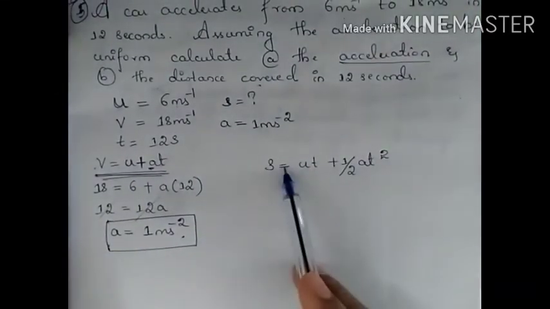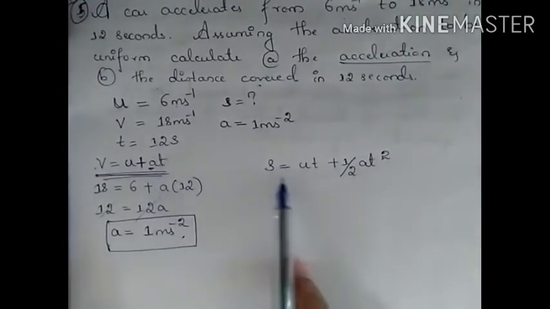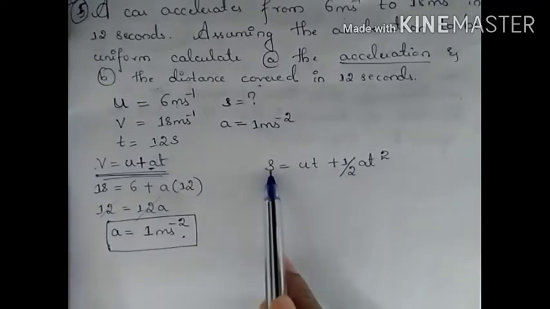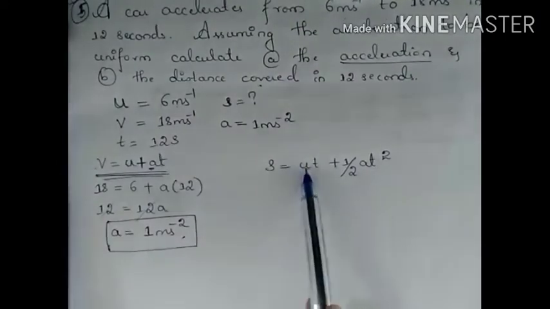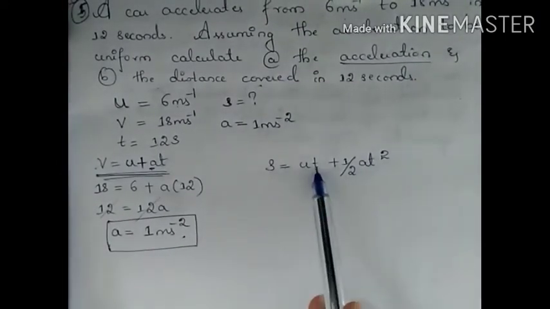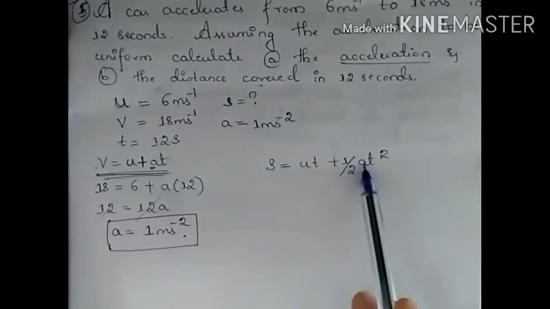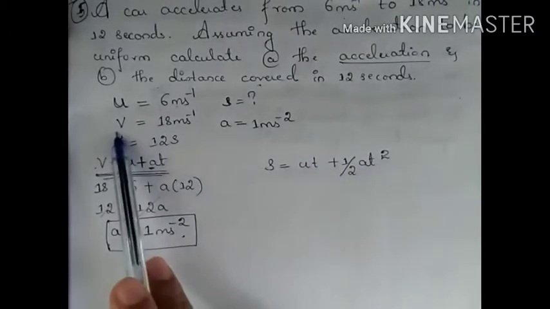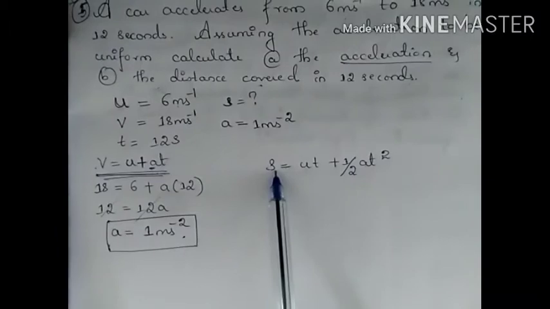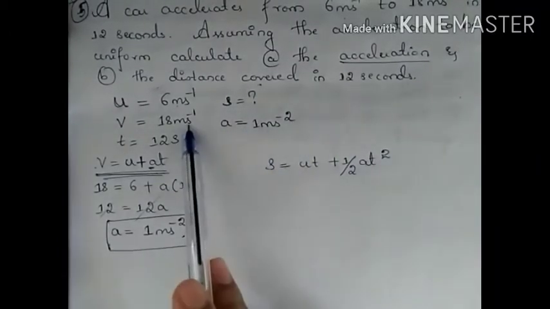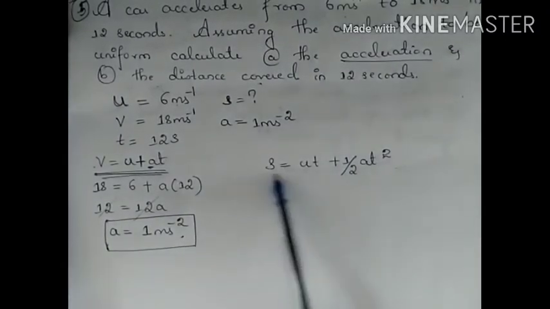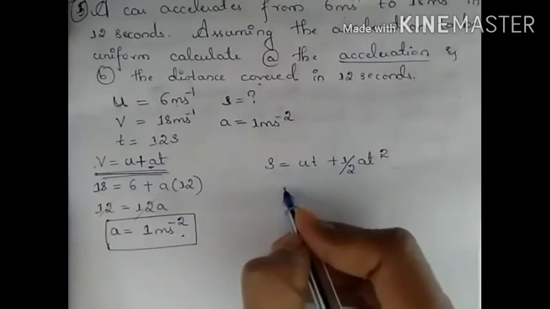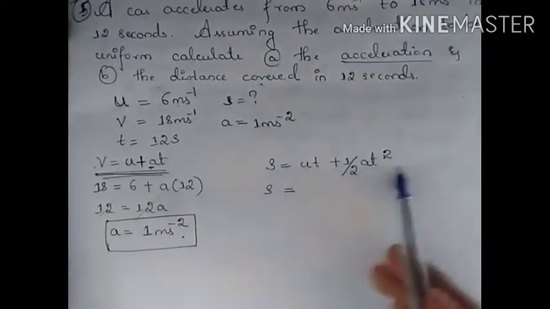Why are we using this equation? Why not this equation? Because we are supposed to calculate S in the second part, and we know the initial velocity, we know the time interval, we know the acceleration, and we don't need the final velocity to calculate S. So all the terms in the equation are known to us, hence we can use this equation to calculate S. So substitute the values of the terms.